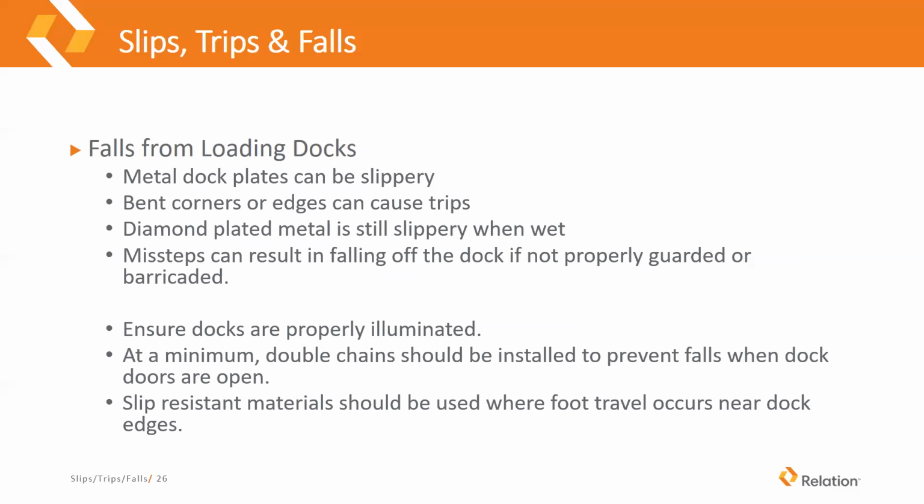So you want to make sure that your docks are properly illuminated. At a minimum, you need to have double chains installed to prevent falls when dock doors are open. Anytime you have that dock door open, it needs to be protected from falls. Especially as we're getting into the summer months, it's going to be hot. You're going to be letting air into your buildings. You need to make sure that those dock openings are secured.